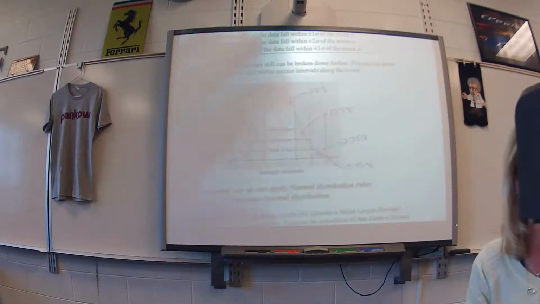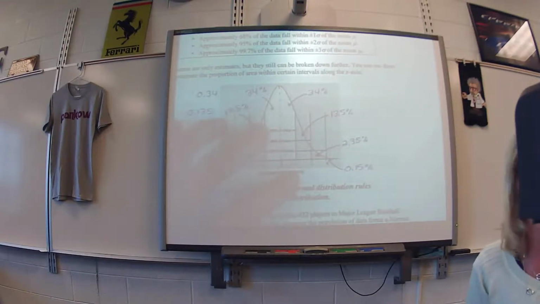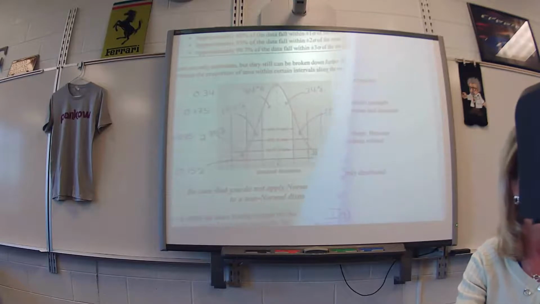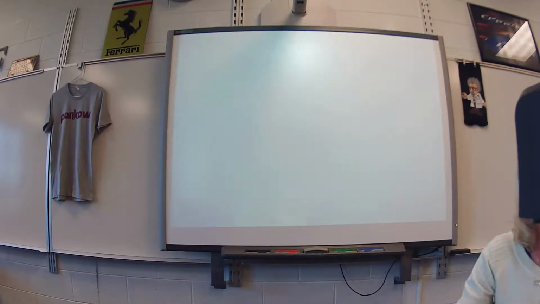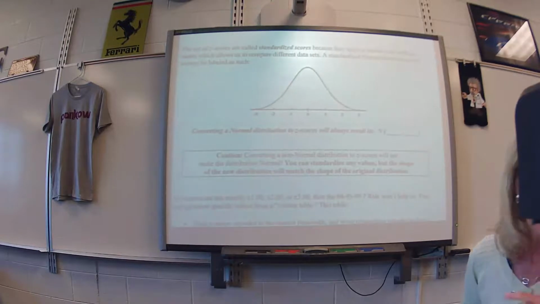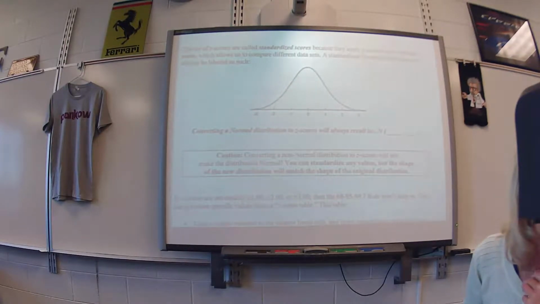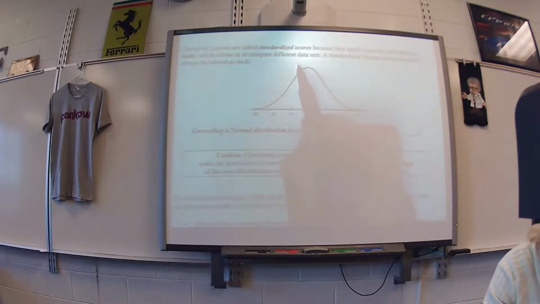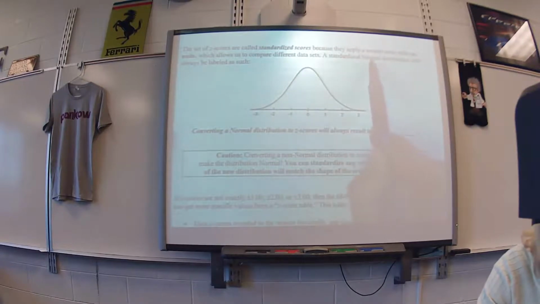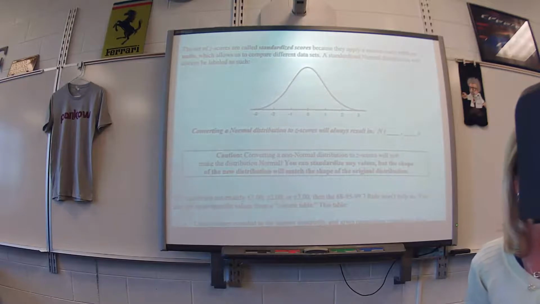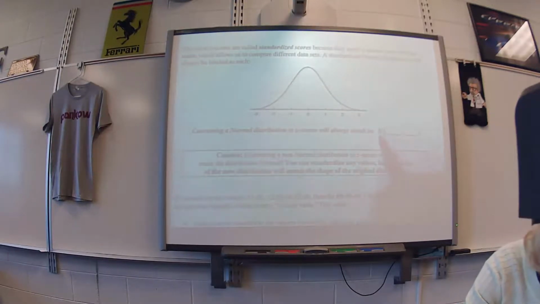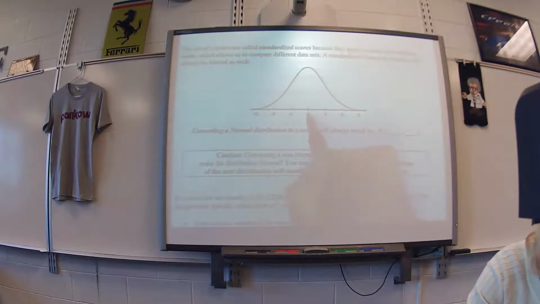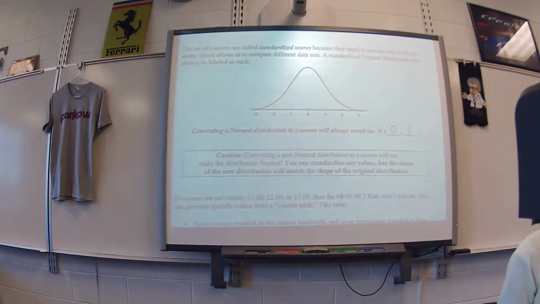Okay, so you need to understand these are all estimated values. There is a way to get more specific. And we're going to learn how to do that. So the set of z-scores are called standardized scores because they apply a neutral scale with no units. And I think I've talked about that already. It allows us to compare different data sets. A standardized normal distribution will always be labeled like this. It's a normal distribution centered at 0 with a standard deviation of 1. That is a standardized normal distribution right there.